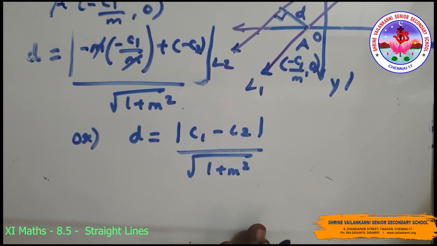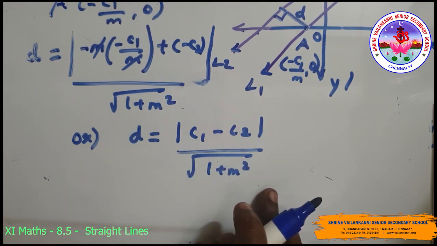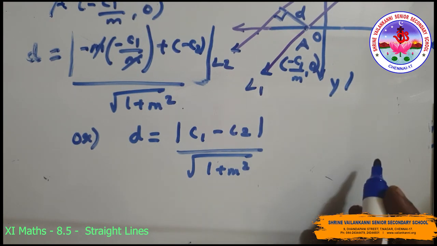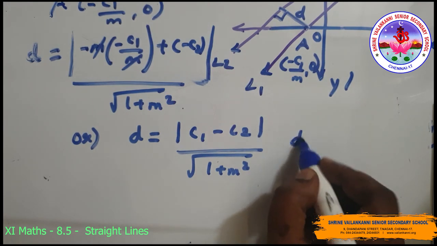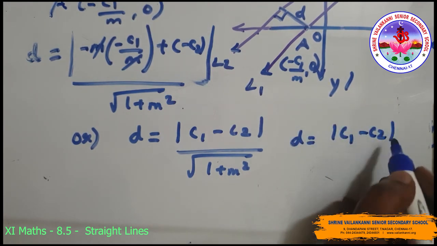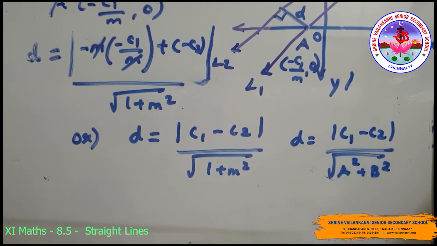The distance d between two parallel lines is d equal to modulus of c1 minus c2 by root of 1 plus m square. If the lines are given in general form, ax plus by plus c1 equal to 0 and ax plus by plus c2 equal to 0, then the above formula will take the form d equal to modulus of c1 minus c2 by root of a square plus b square, if the two lines are taken in the general form.